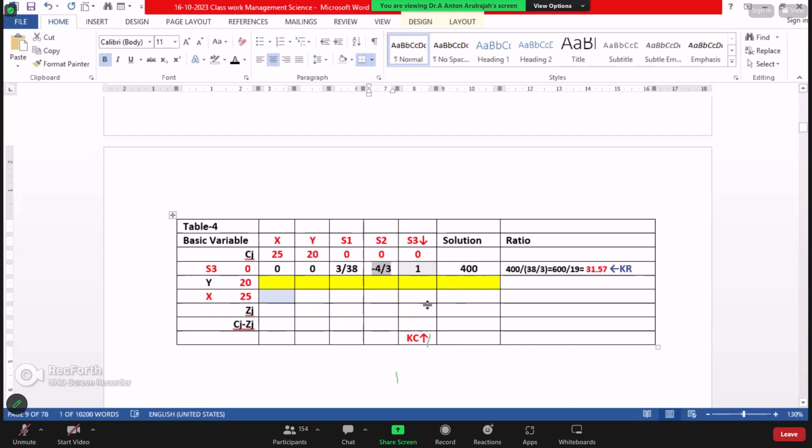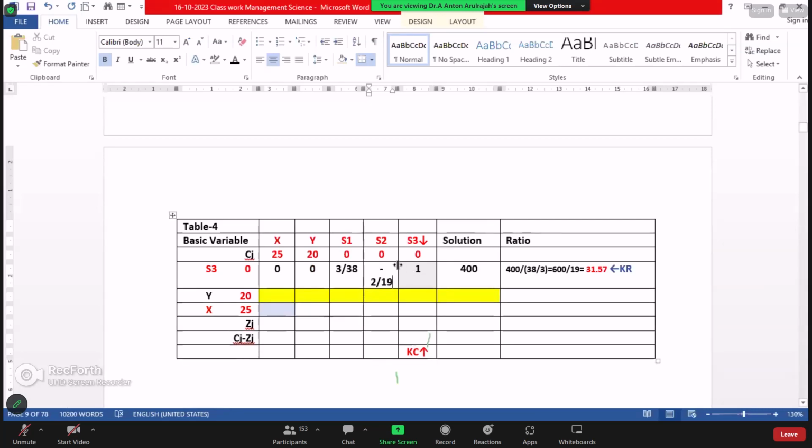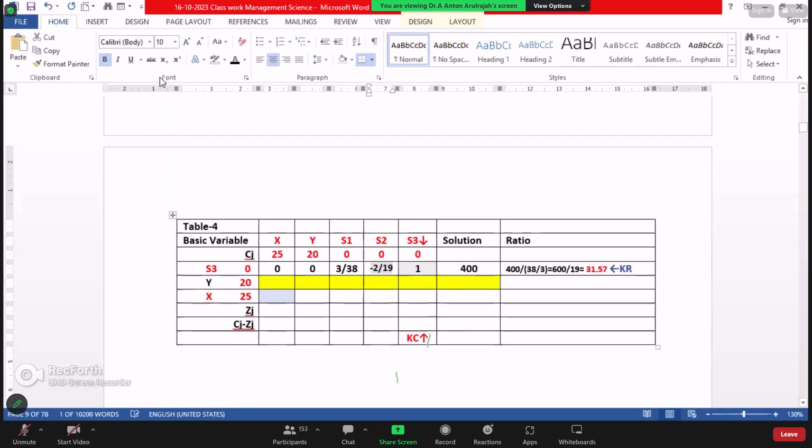Minus 4 by 3 has to be divided by 38 by 3. That is about minus 2 by 19. Okay, 2 comma 19. 3 comma. Okay, be careful, that's minus 1. So this one is okay, then this 400 has to be divided by that, it becomes 600 by 90.